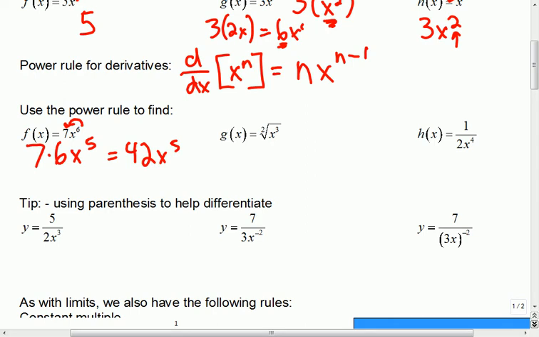Now, the next one looks really complicated, but it's really just because it's not written in the most convenient way to look at it. Could anyone think of a convenient way to rewrite the square root of x cubed?